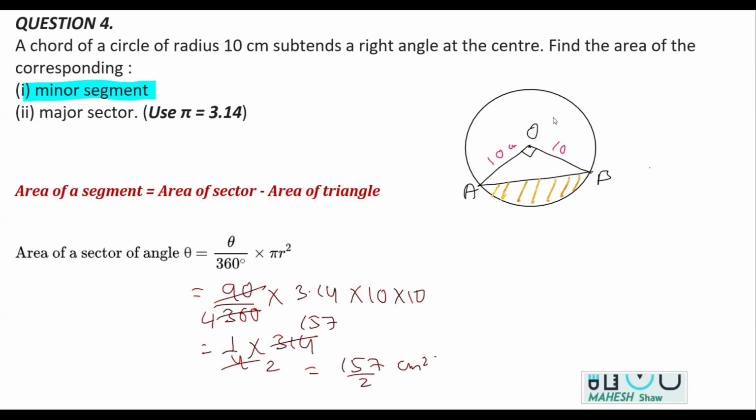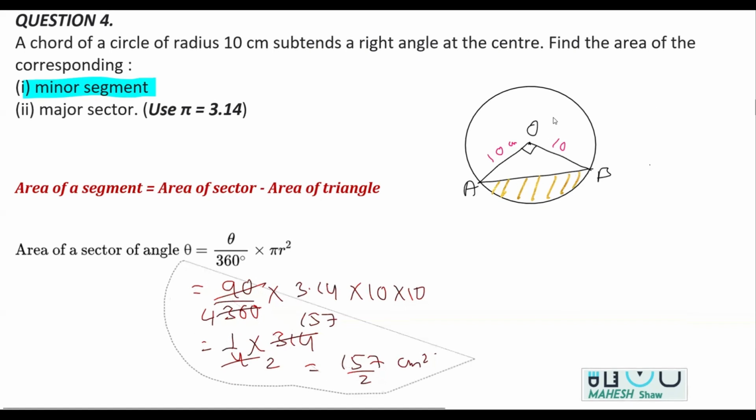So we got the area of the sector. Now the next thing is to get the area of the triangle. As you can see, this is a right angle triangle, so we'll be applying half base into height to get the area of this triangle.